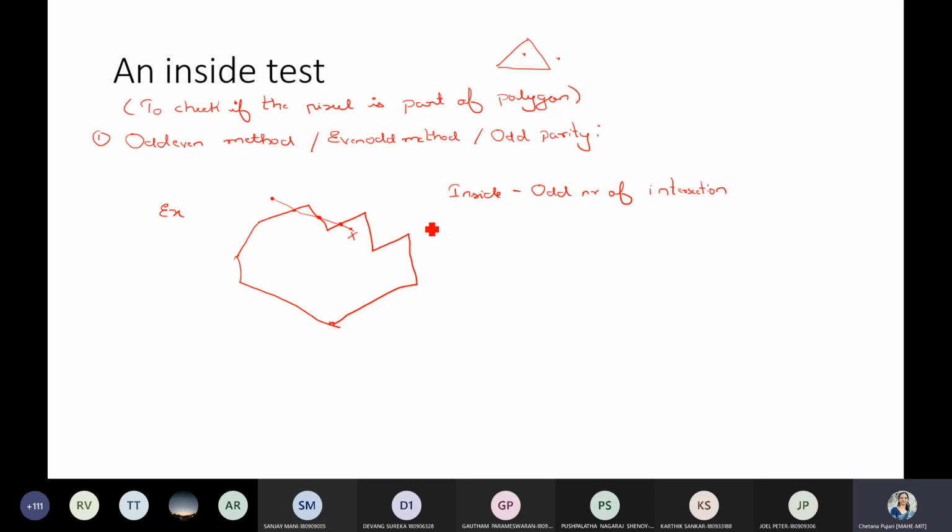Okay, and it is said to be outside for even number. So this is an example wherein we have considered a point which is inside the polygon. Let's consider a point which is outside the polygon. So this is a point which is outside the polygon for which you want to decide, and one more point for which you know that it is outside the polygon.